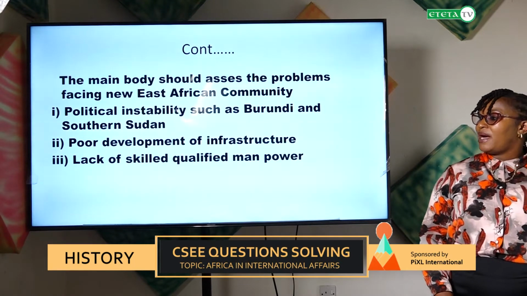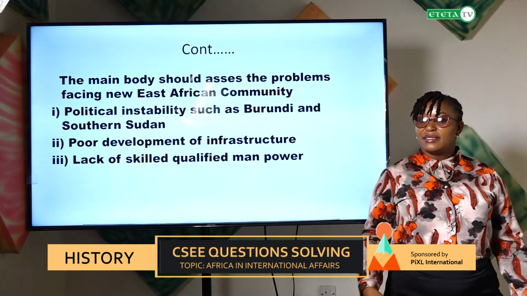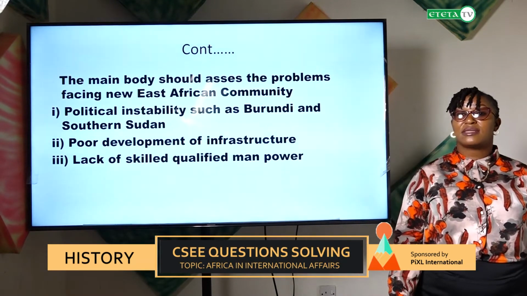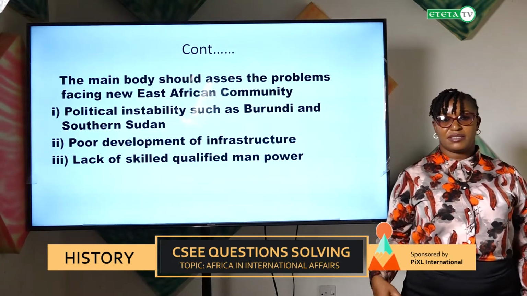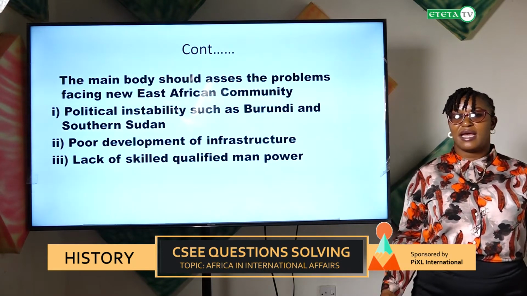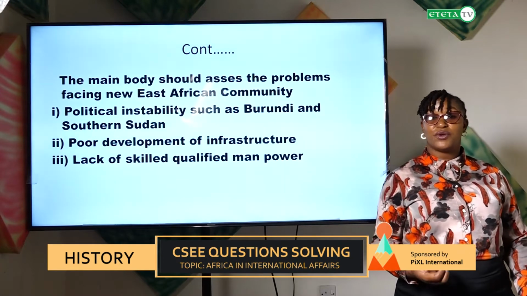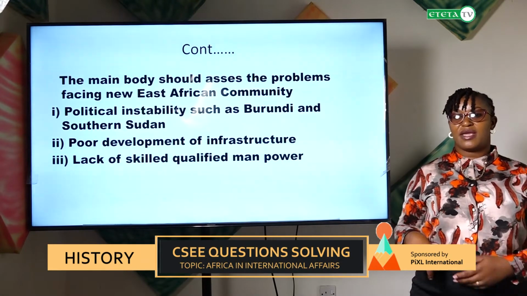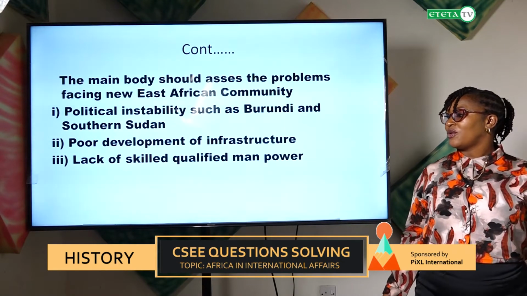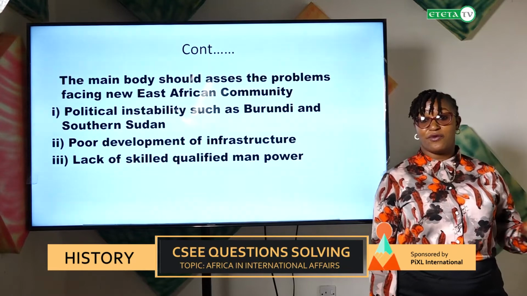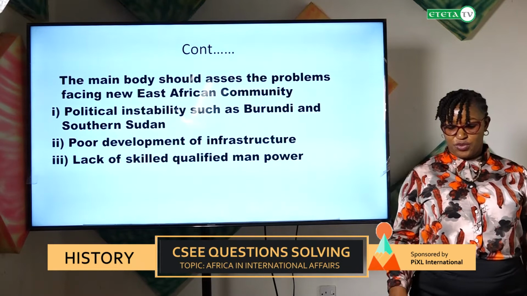Number 3 is the lack of skilled qualified manpower. Under this point, we are talking about the skillful laborers which we can use among these member states. For example, here in Tanzania, we have so many different projects which are conducted within the country, but those skilled qualified manpower are coming from abroad and not from within the member states of the community.